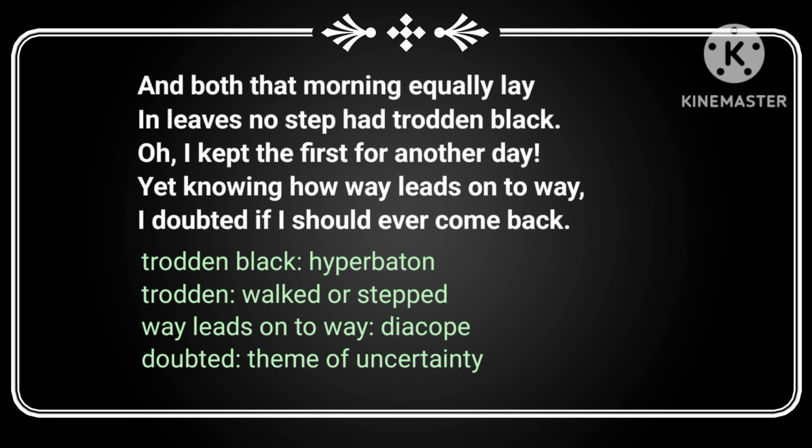If I should ever come back, he knew that it was almost impossible for him to return to the junction where he was standing, because he would never get the same experience in the same condition again. In this stanza, the poet is telling us that once we make a choice in life, we cannot undo it. Every choice leads to a new situation, and situations are never ending.